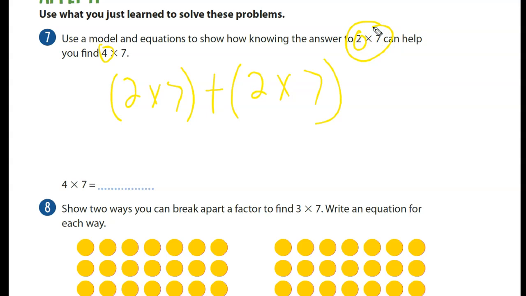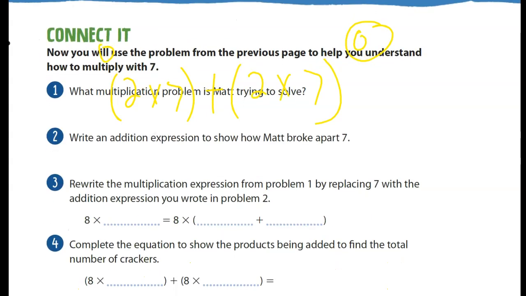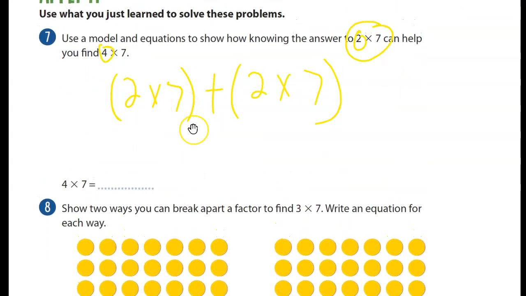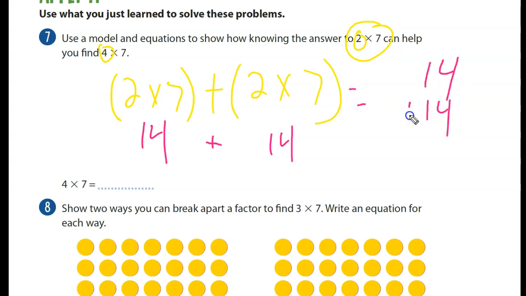So what's 2 times 7? 14. And then obviously, what's 2 times 7 again? 14. So then what do I do next? I add both of those products, those answers to the multiplication sentences. So you take 14 plus 14, which is 4 plus 4 is 8, 1 plus 1 is 2. So yeah, it's 28. So 4 times 7 is going to be? 28.